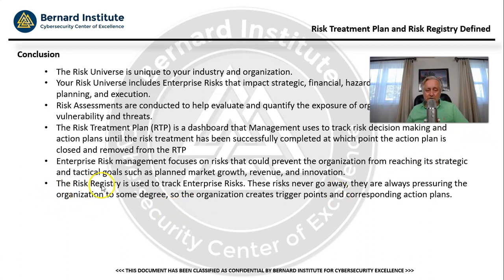The risk registry is used to track enterprise risks. These risks never go away. There's always going to be risk to innovation, always financial risks, always strategic risks, always. But you need to have trigger points for those. So that's what we do. These pressures on the organization, to some degree, are always there. The organization creates trigger points and corresponding action points.